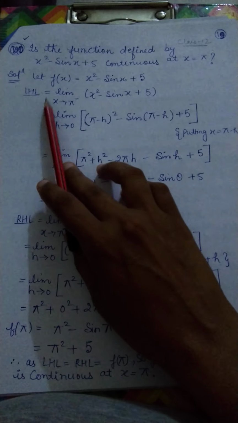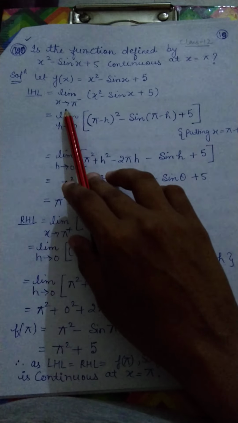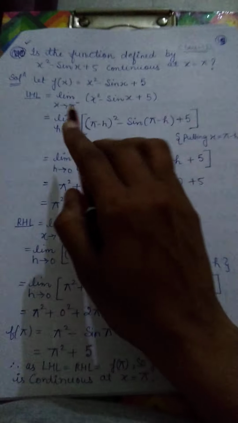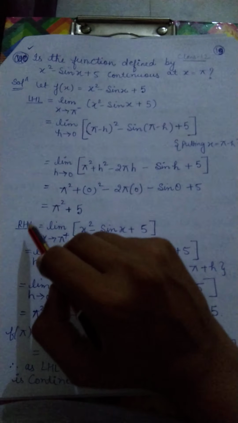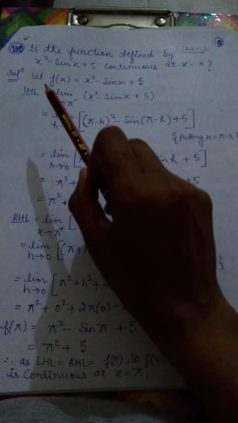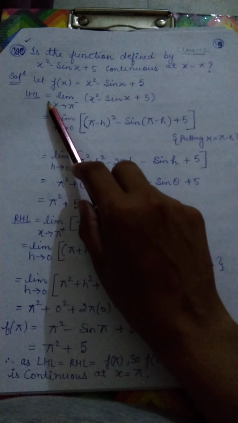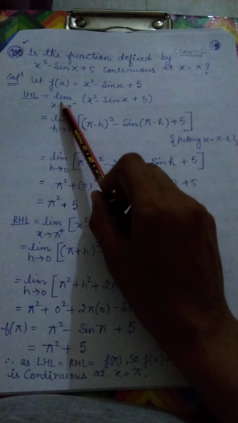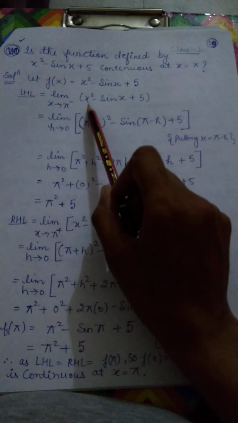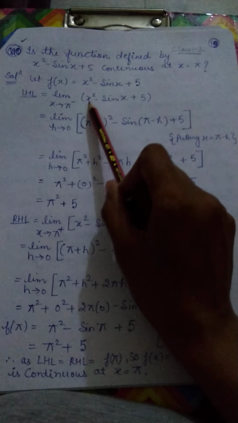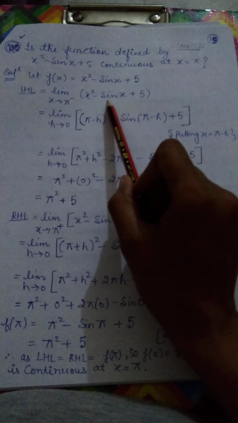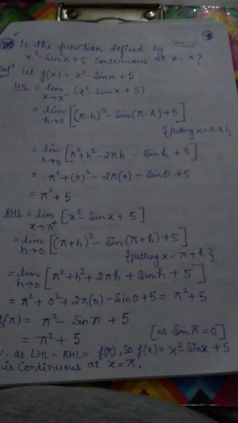I will write it down: limit of x tends to pi negative. I will find two limits, the left hand limit and the right hand limit. First of all I will find the left hand limit, that is limit x tends to pi negative of x square minus sin x plus 5.